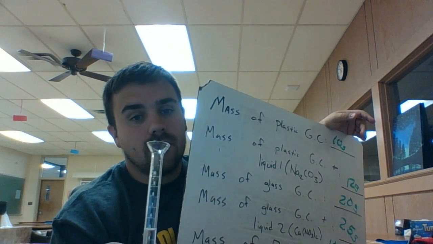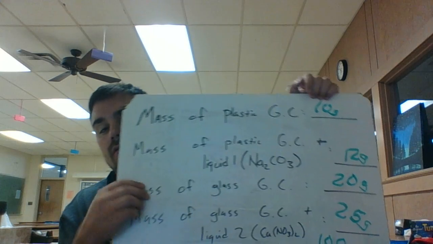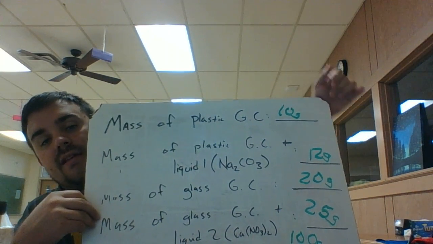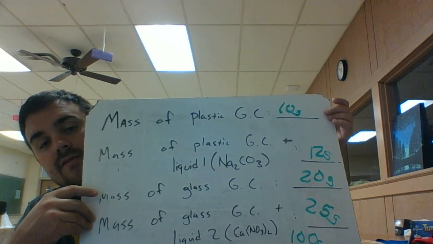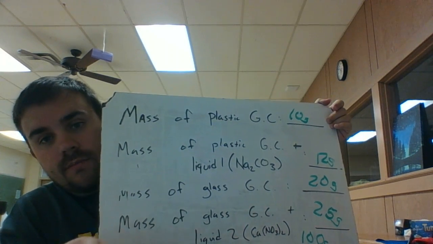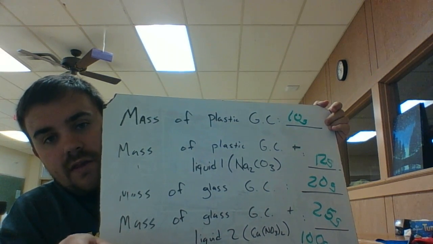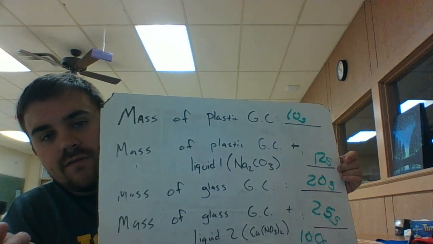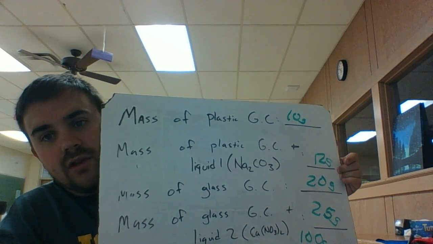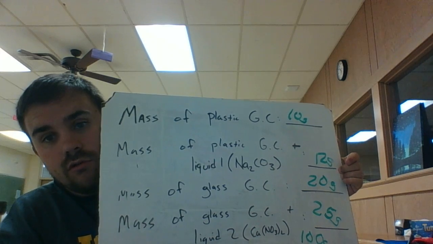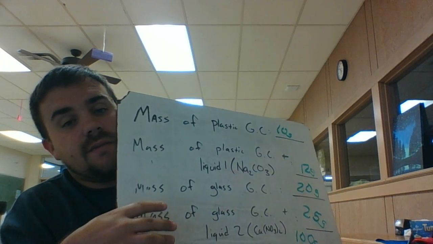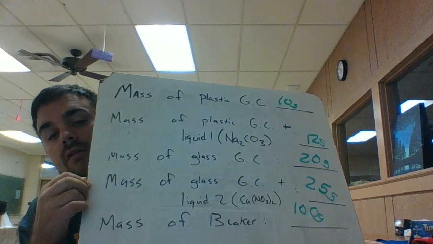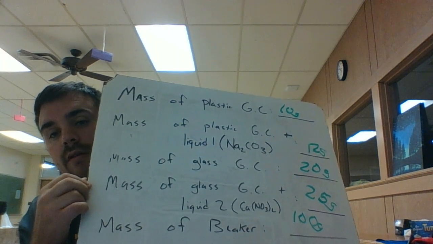Okay, so if I just look at this data real quick, look at the plastic graduated cylinder up here with the sodium carbonate. If I have a mass of 10 grams all by itself, just a plastic graduated cylinder, and then I put the liquid in there and I get a mass of 12 grams, then the mass of the liquid is 2 grams. Pretty simple. The final thing I want to get the mass of is the beaker. Let's just say it's 100 grams.